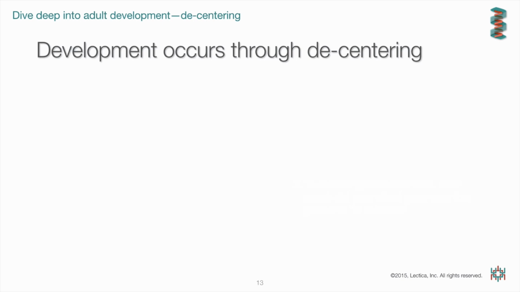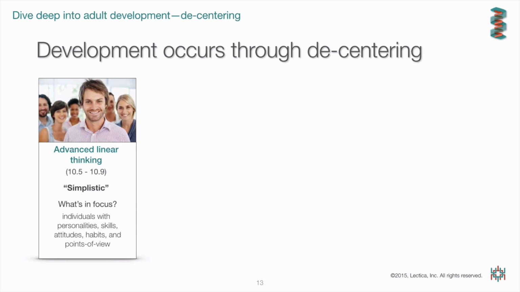Let's look at how social decentering looks in the 4 zones of adult development. The first adult zone, with scores between 10.5 and 10.9, is called advanced linear thinking. In this zone, we already have a fairly wide view compared to the much more restricted view from earlier levels, starting with me at level 0. Typically, the focus in this zone is on small groups and their particular qualities: my family, my team, my clique, my tribe, or individuals with particular personalities, skills, attributes, habits, or points of view.